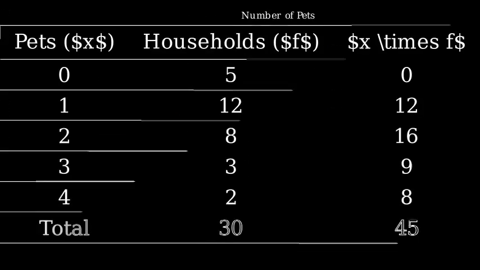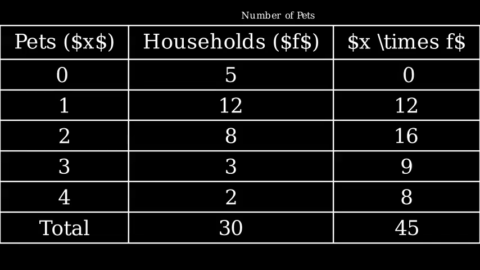First, we multiply each value by its frequency. For 0 pets, we have 5 households, so the product is 0. For 1 pet, we have 12 households, so the product is 12. For 2 pets, we have 8 households, so the product is 16. For 3 pets, we have 3 households, so the product is 9. For 4 pets, we have 2 households, so the product is 8.